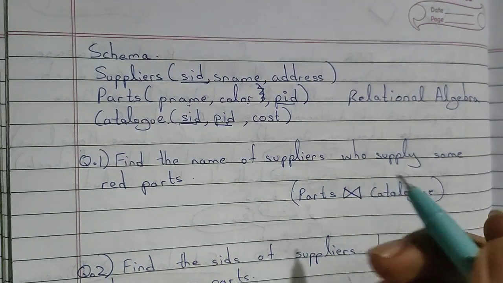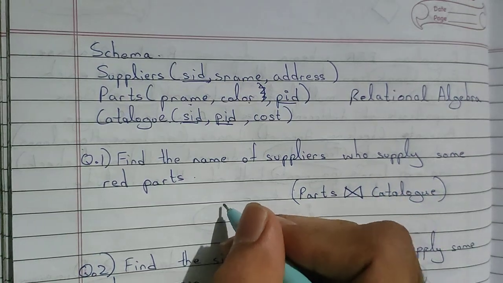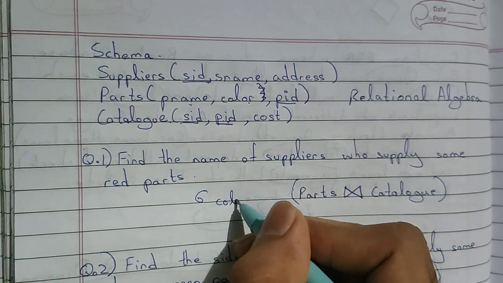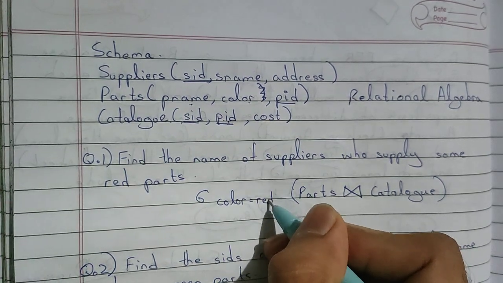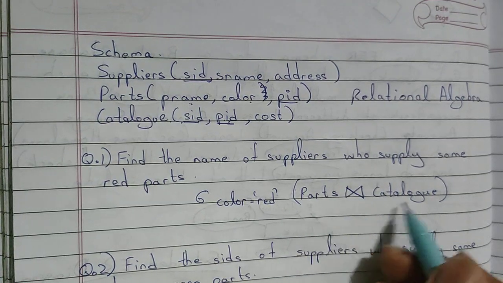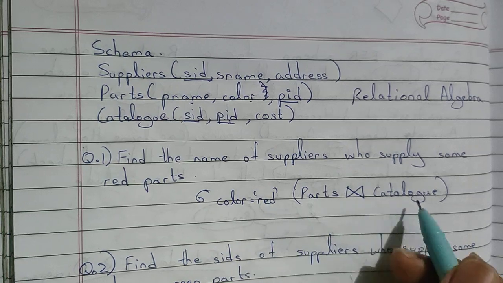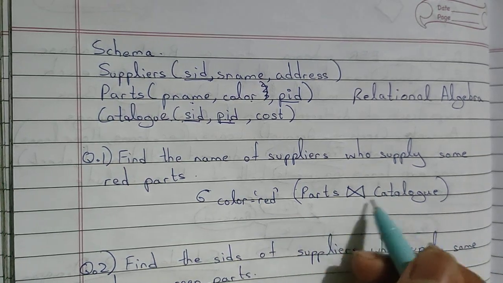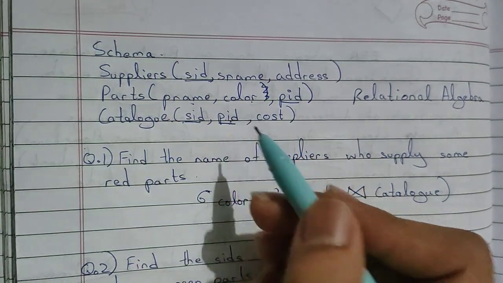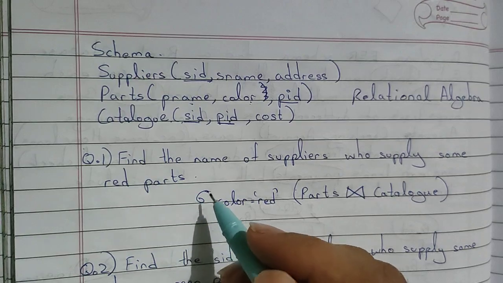Now from these, we only need to select the products whose color is red. So we'll use a sigma, color equal to red. This applies on this table. Our sigma operation, or selection operation, applies on this join table. So it will select only those parts which have a color red. So we get all the parts which have the color red.